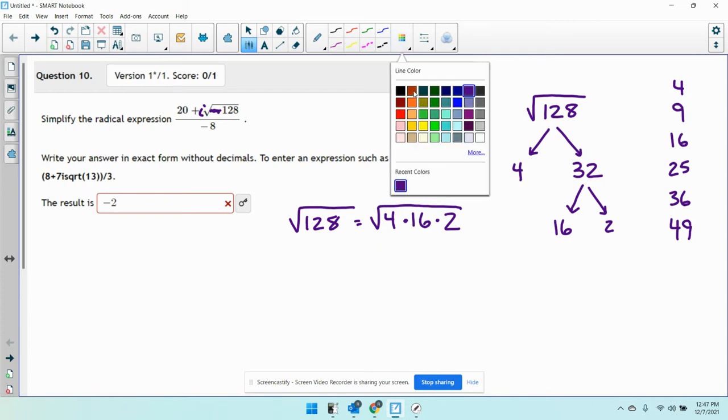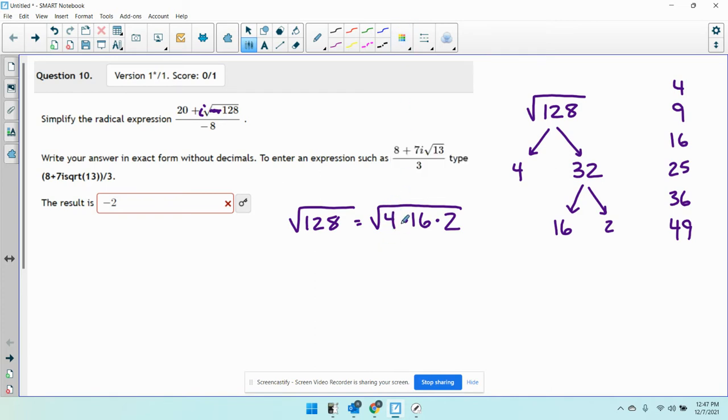The square root of 4, I can bring that out. That's going to be a 2. The square root of 16, I can bring that out. That's going to be a 4. And I'm left with the root 2 inside. So this is going to be the same thing as 8 times the square root of 2. So if I rewrite this whole thing, it's going to look like this.